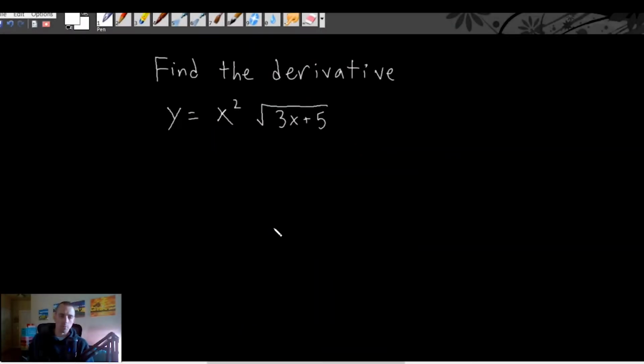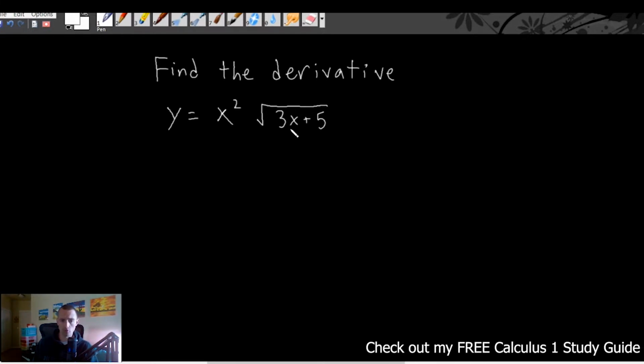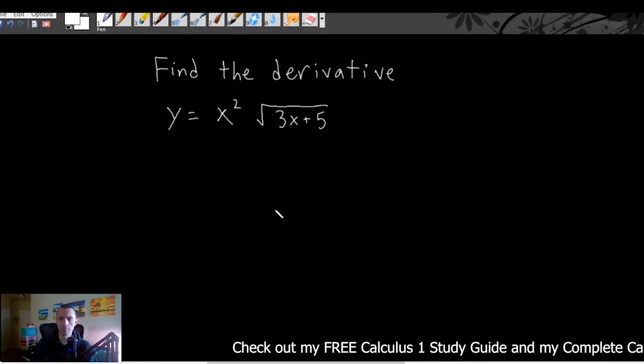So here's another example where we're going to have to use both the chain rule and the product rule in order to find the derivative of this function. We're going to find the derivative of y equals x squared times the square root of 3x plus 5. This whole 3x plus 5 is inside the square root here.